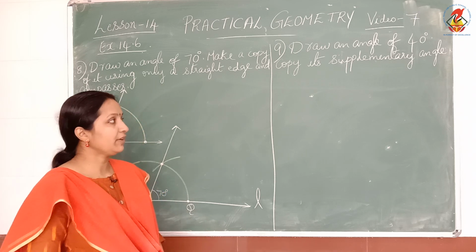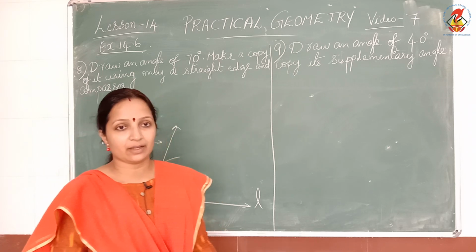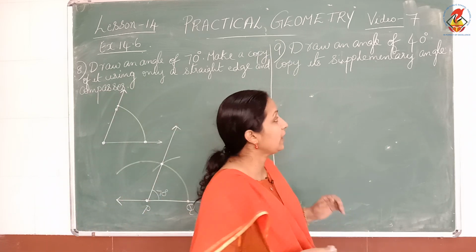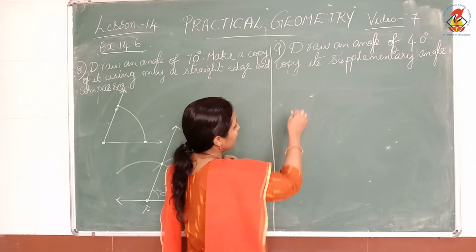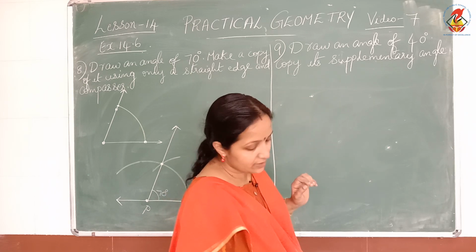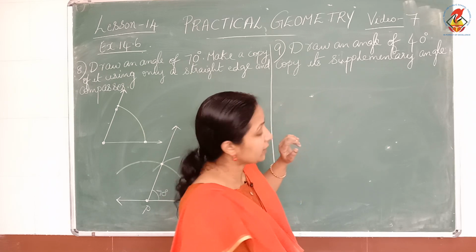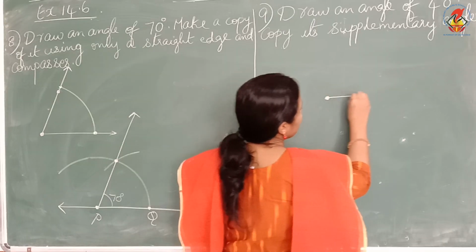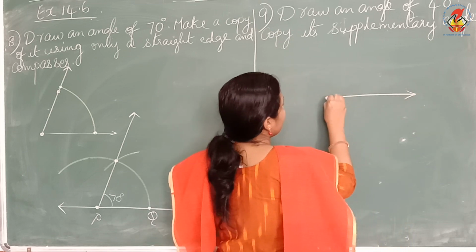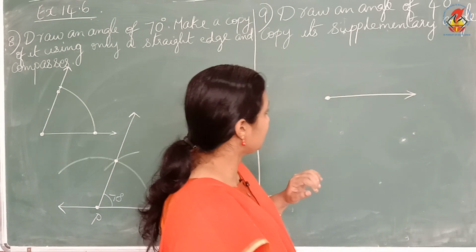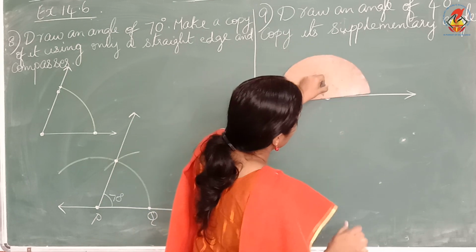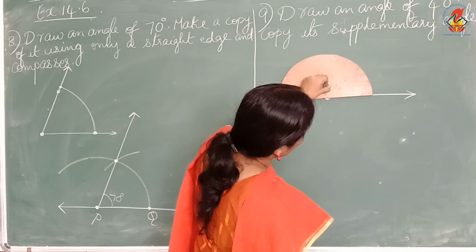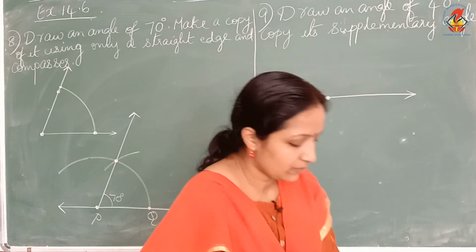Copy its supplementary angle. We need to copy the supplementary angle. Supplementary angles means what? Sum of two angles is 180 degrees. Okay. And what you have to do here, children, first you need to draw an angle of 40 degrees. That means first you draw one ray. Then mark the starting point clearly and correctly, and place the center of the protractor here, and zero edge.